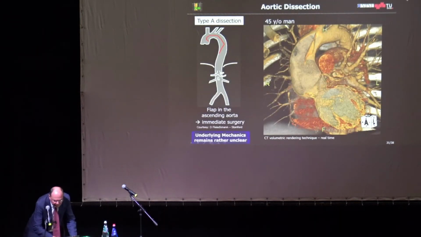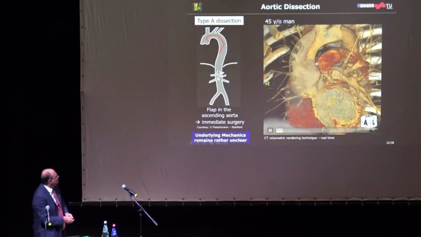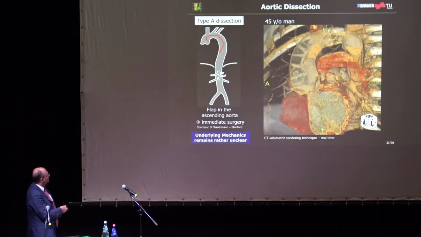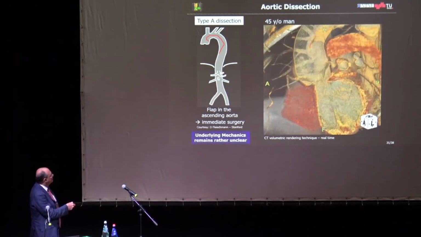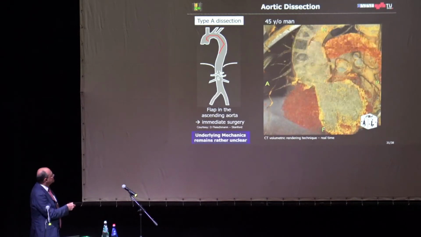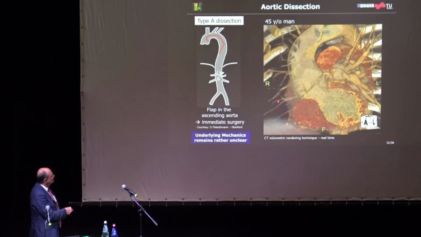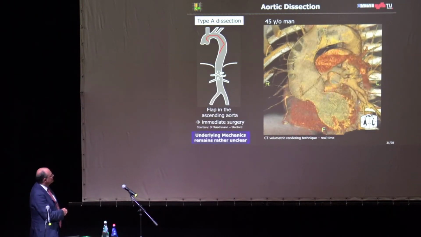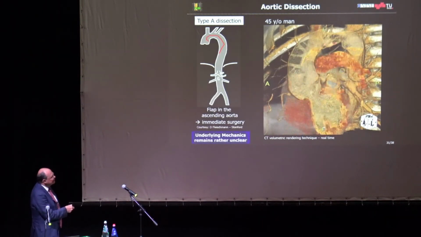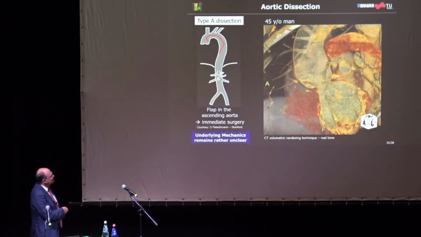So you see this flap here moving in the bloodstream. And here you see the coronary arteries. So, and this was really tissue failure, basically.